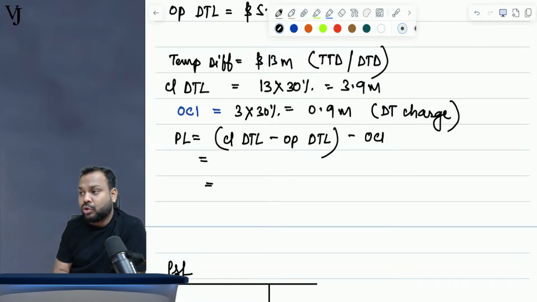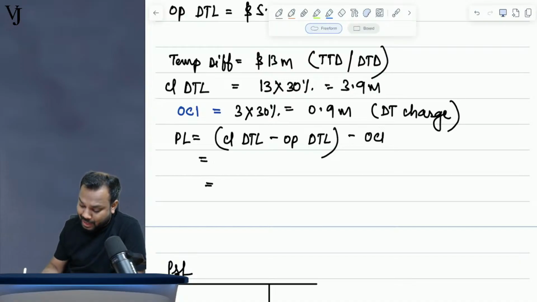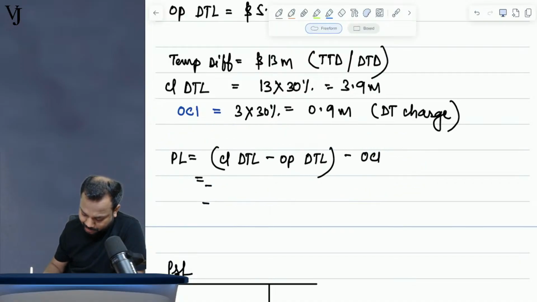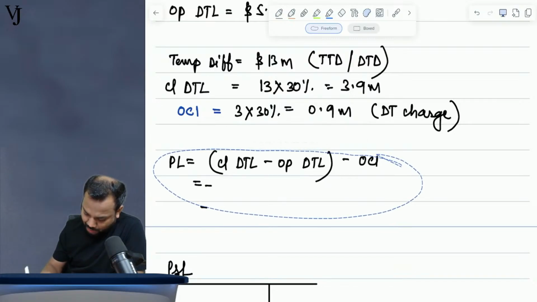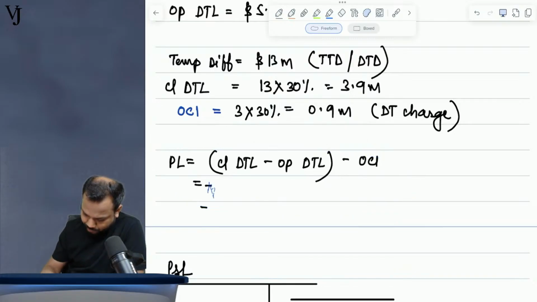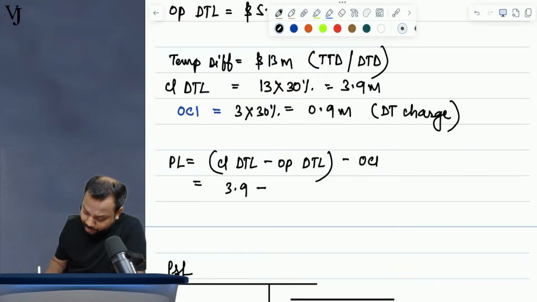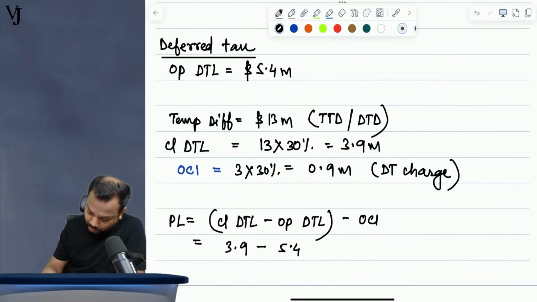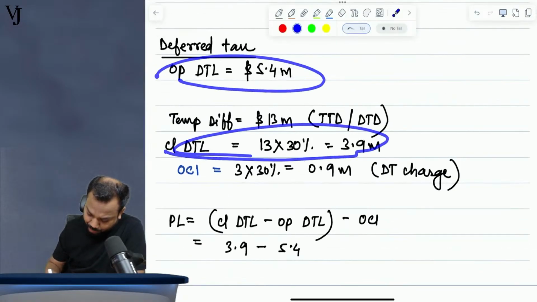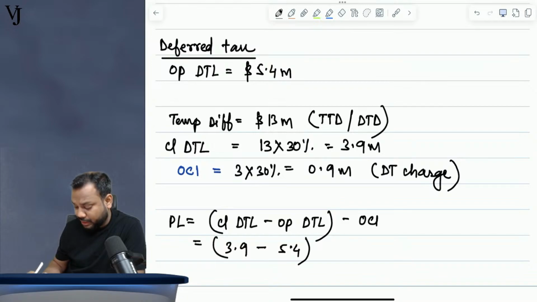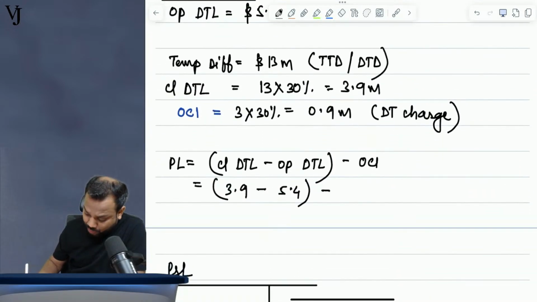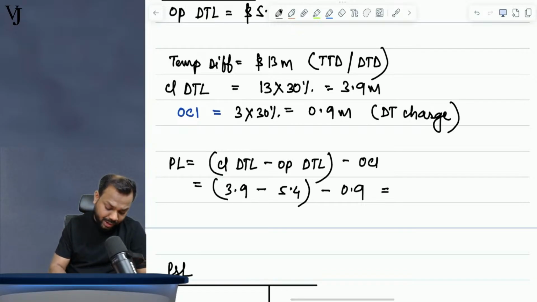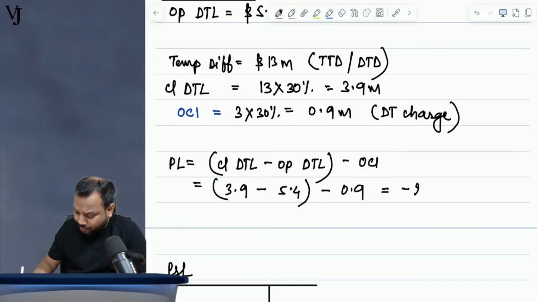Now, what is the amount that will go to P and L? Apply my logic. How do we compute that? Tell me, what is the closing? 3.9. What is the opening? 5.4. See here, closing is 3.9, opening is 5.4. This is the movement during the year. Now, what is the amount that gets transferred to other comprehensive income? 0.9. So what is the amount that will go to P&L? 3.9 minus 5.4 minus 0.9 is negative 2.4.